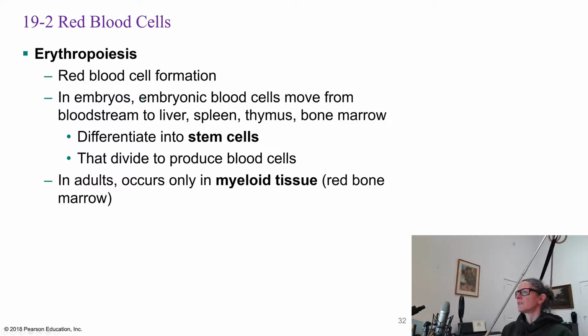So what they have is a little bit different means of making red blood cells. They basically have embryonic blood cells moving from the bloodstream to the liver, spleen, thymus, and bone marrow to differentiate the stem cells. And these are going to divide to produce blood cells. So it's a little bit different from in the adult.